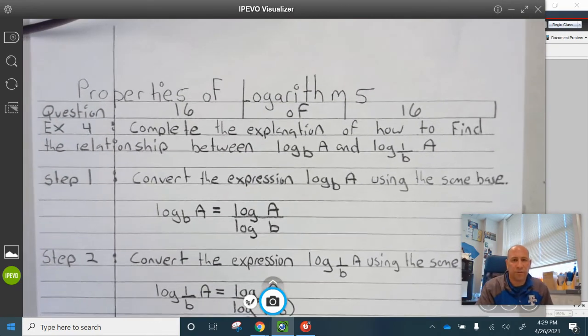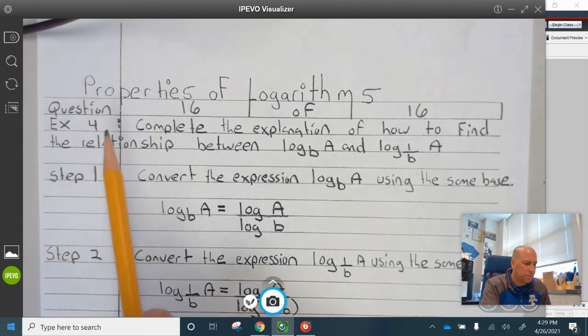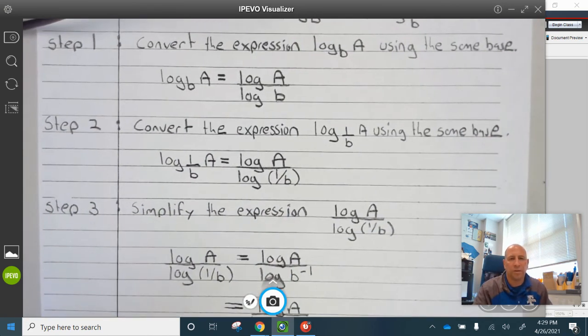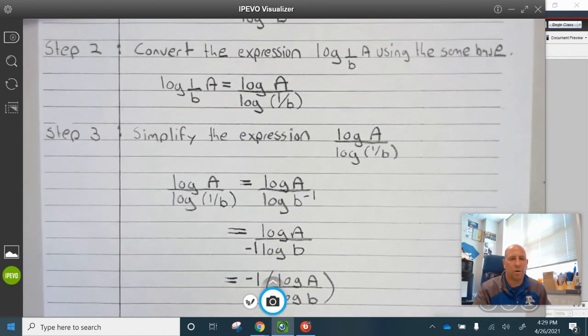All right, question 16 of 16. Again, this can use example 4 from your notes and examples. Complete the explanation of how to define the relationship between log base b of a and log base 1 divided by b of a. Step 1. Convert the expression log base b of a using the same base. Log base b of a equals log of a divided by log of b. Step 2. Convert the expression log base 1 divided by b of a using the same base. So log base 1 divided by b of a equals log of a divided by log of 1 divided by b.